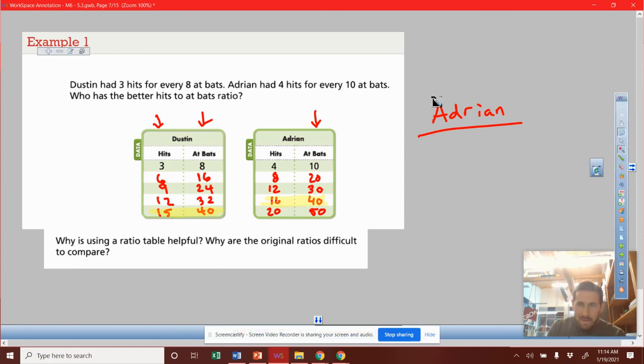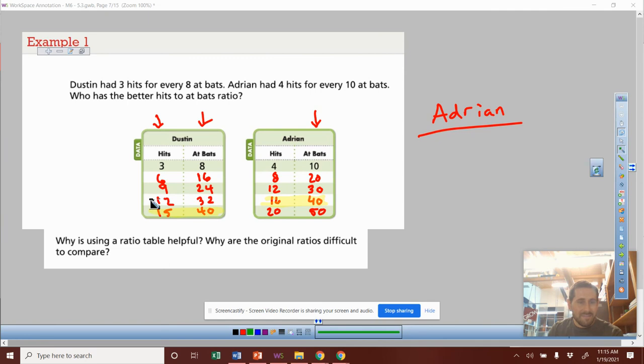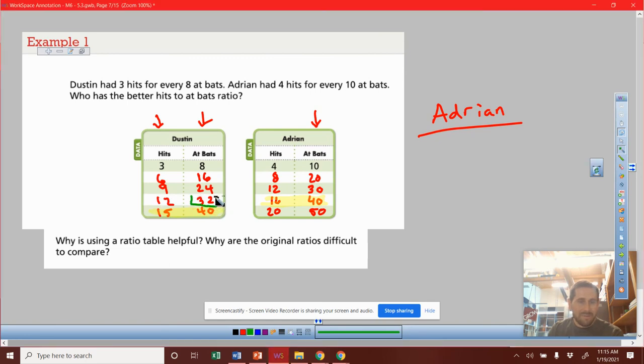Okay. So the other question that we're looking at here, what about this 12 number? For Dustin to get 12 hits, he needed to go to bat 32 times. In order for Adrian to get to 12 hits, he only had to go to bat 30 times. So again, that's another indicator. Adrian's going to get to those higher numbers of hits faster than it takes Dustin to get there.